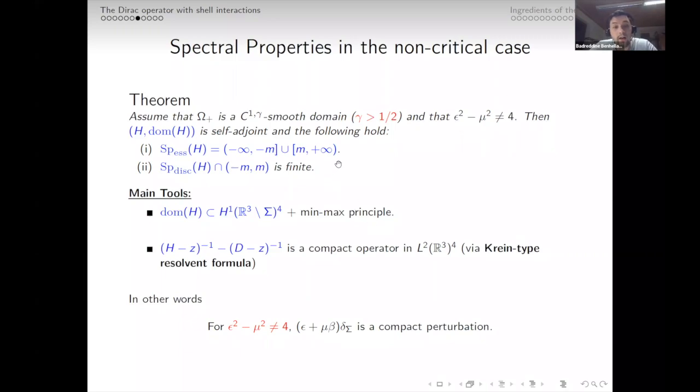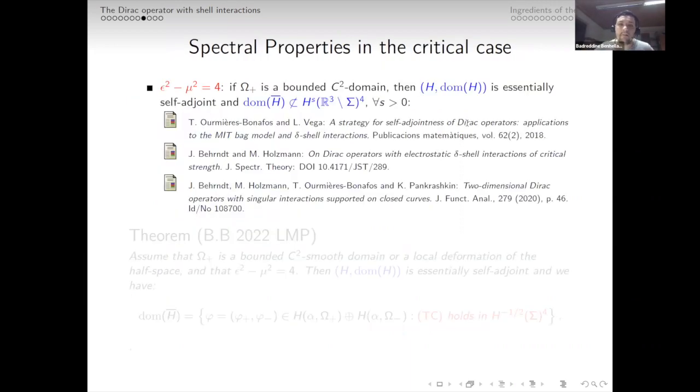And some of these points still remain valid if we assume Lipschitz smoothness on the domain omega plus, but under some smallness assumption or under some size assumption on these two parameters. But let's now move to the so-called critical case, the case where epsilon squared minus mu squared is equal to 4.